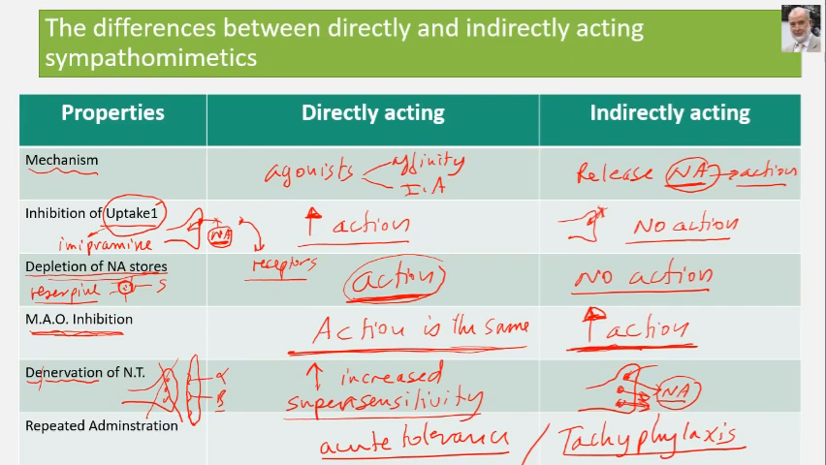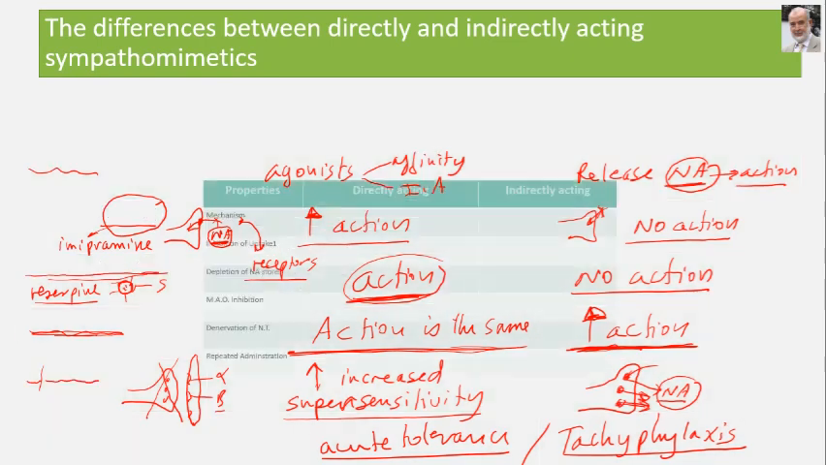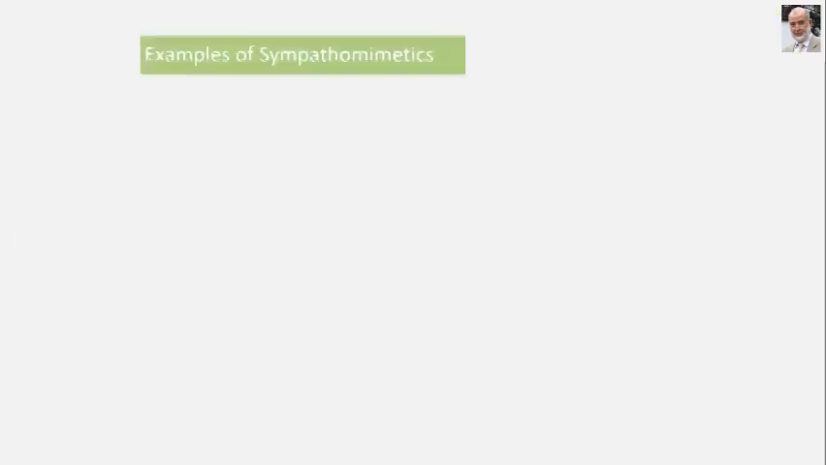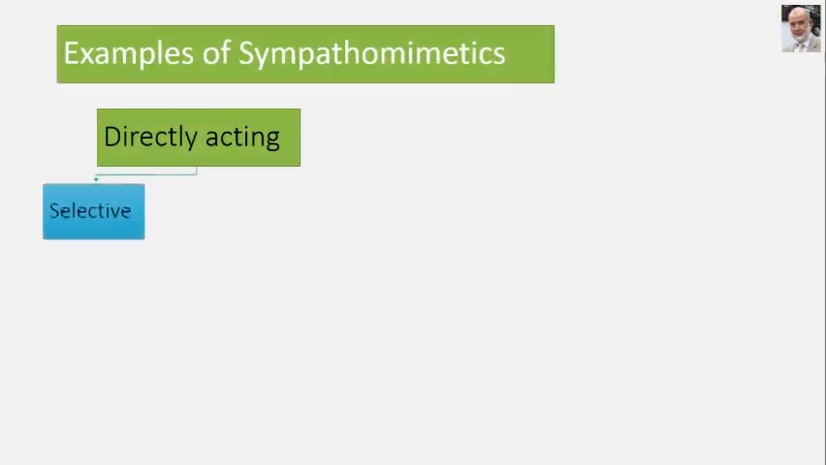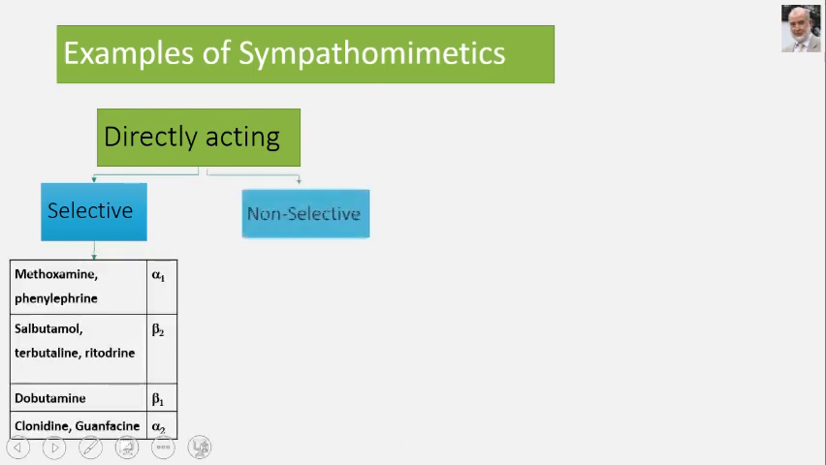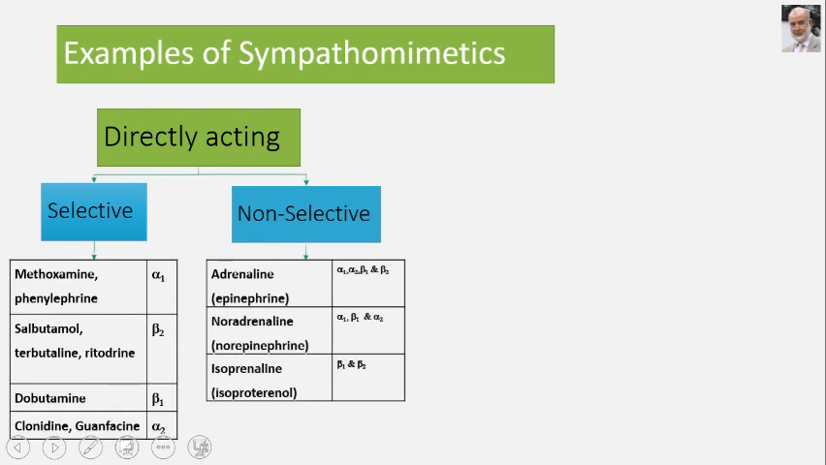Okay, what are the most important examples of directly and indirectly acting sympathomimetics? Directly acting drugs, as we have said, differ in selectivity. Some of them are selective to certain adrenergic receptors, and some are non-selective, meaning they act on more than one receptor. As we see here, for the selective ones, I have given you a very famous example for each adrenergic receptor.